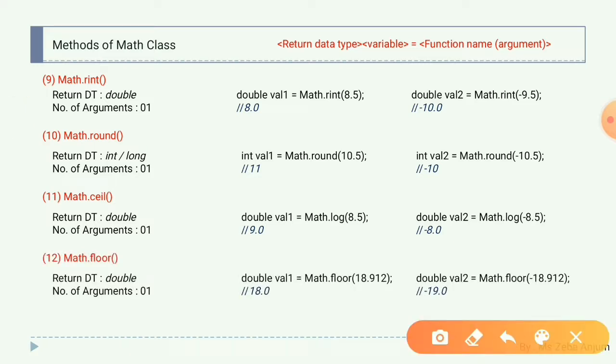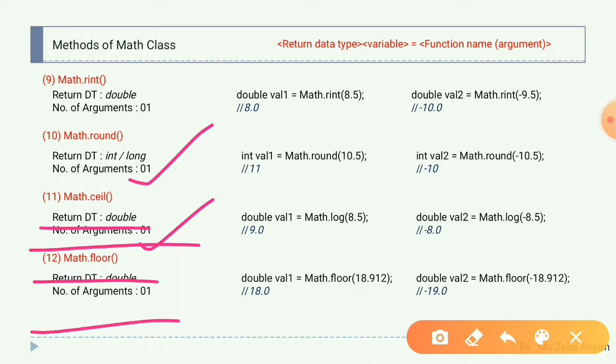Okay, now moving forward with those two mathematical functions, these two functions are also very much important, your math.ceil as well as your math.floor value. In the exam you might be asked to find out the difference between math.ceil and math.floor, or you might be asked to give the output for the same. Now see, the return data type is double in both the cases. The number of arguments is also one in both the cases.